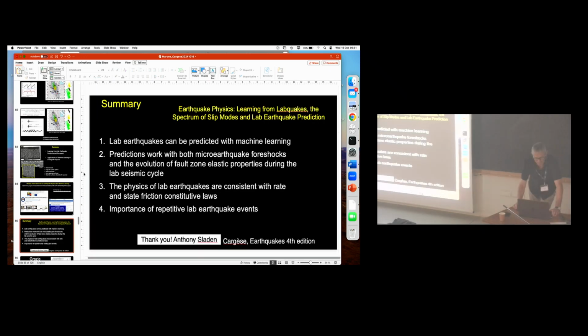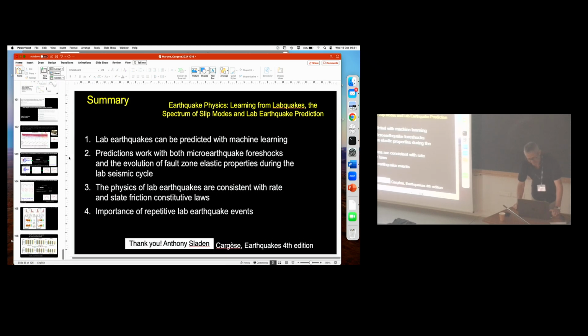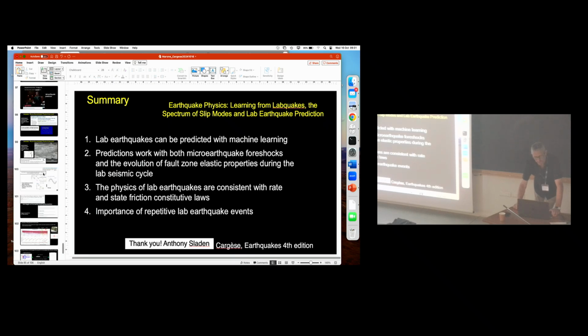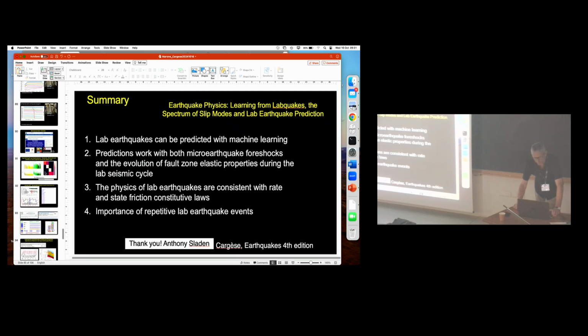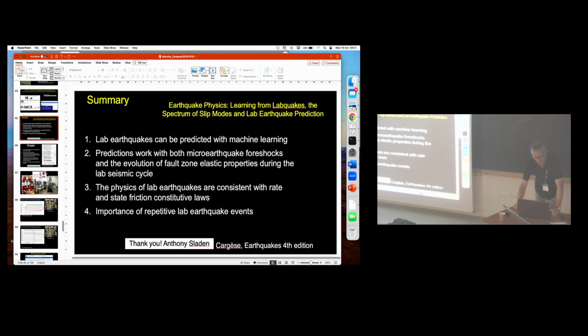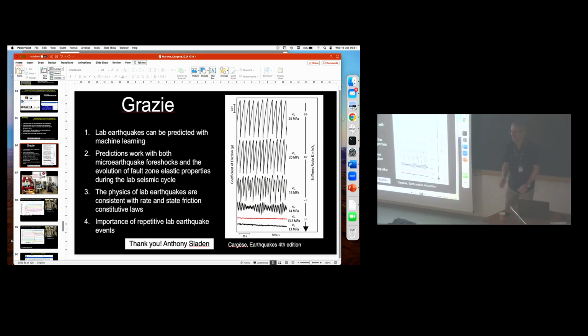All right, so there is a little bit of a summary. I didn't tell you about the machine learning stuff. I highlighted it in the summary because I knew I wasn't going to get too close to it, so I thought I'll just include it there. And there are a few things, well, I certainly got to say this: the physics of lab earthquakes are consistent with this. There are a lot of things that we observe that are not very hard to explain. I want to thank Anthony Sladen again. He's there. And the importance of repetitive events. Okay, all right, I'll just stop right there and move to more of a discussion. Thank you.